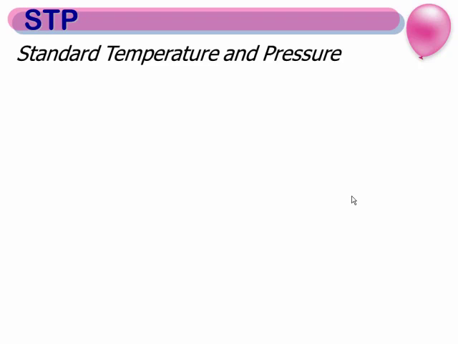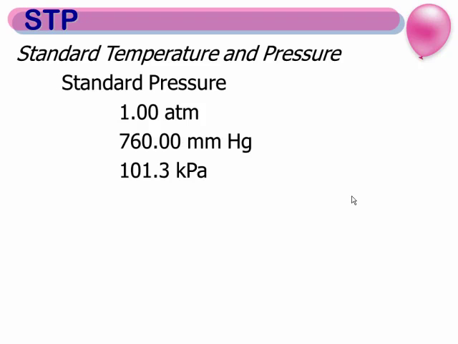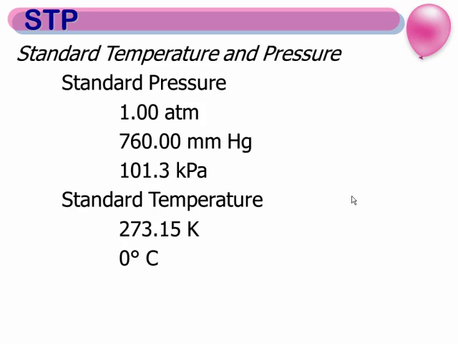STP is an abbreviation that stands for Standard Temperature and Pressure. You're going to see STP often throughout the problems in Chapter 12, so it's important to know what it means. Standard pressure refers to those values we talked about earlier: 1 atmosphere, 760 millimeters of mercury, 101.3 kilopascals. And standard temperature also refers to values we talked about earlier: 0 degrees Celsius, and we know on the Kelvin scale that it is 273.15.